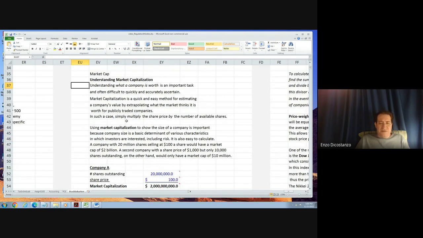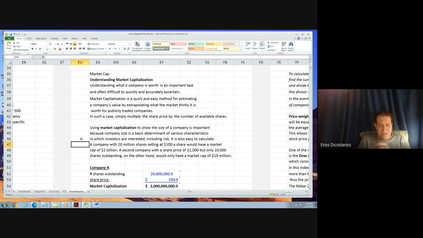And here's another example. It shows the size of the company is important because the company is a base to determine the various characteristics which investors are interested in, including risk. It's easy to calculate: a company with 20 million shares selling at $100 a share would have a market cap of $2 billion. A second company with a share price of 1,000, but only 10,000 shares outstanding, on the other hand, would have a market cap of 10 million.